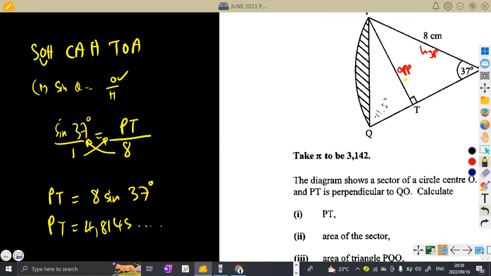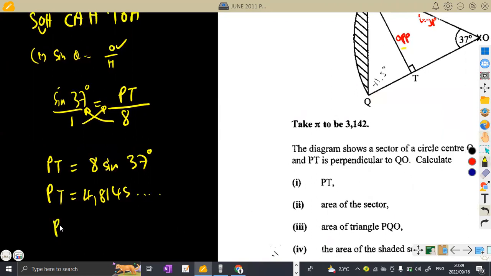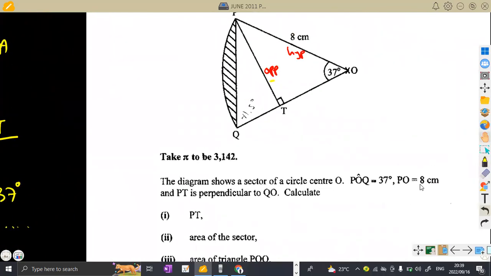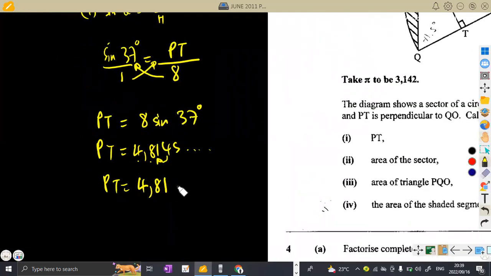So remember the degree of accuracy from what we read in our instructions. You're supposed to write this to 3 significant figures. So PT is equal to, we count 1, 2, 3. So 4 is less than 5, it cannot change this one. So it's just going to be 4,81. And the units of measurement, we are given the units in centimeters, 8 centimeters, so this is also going to be in centimeters. That's your PT.